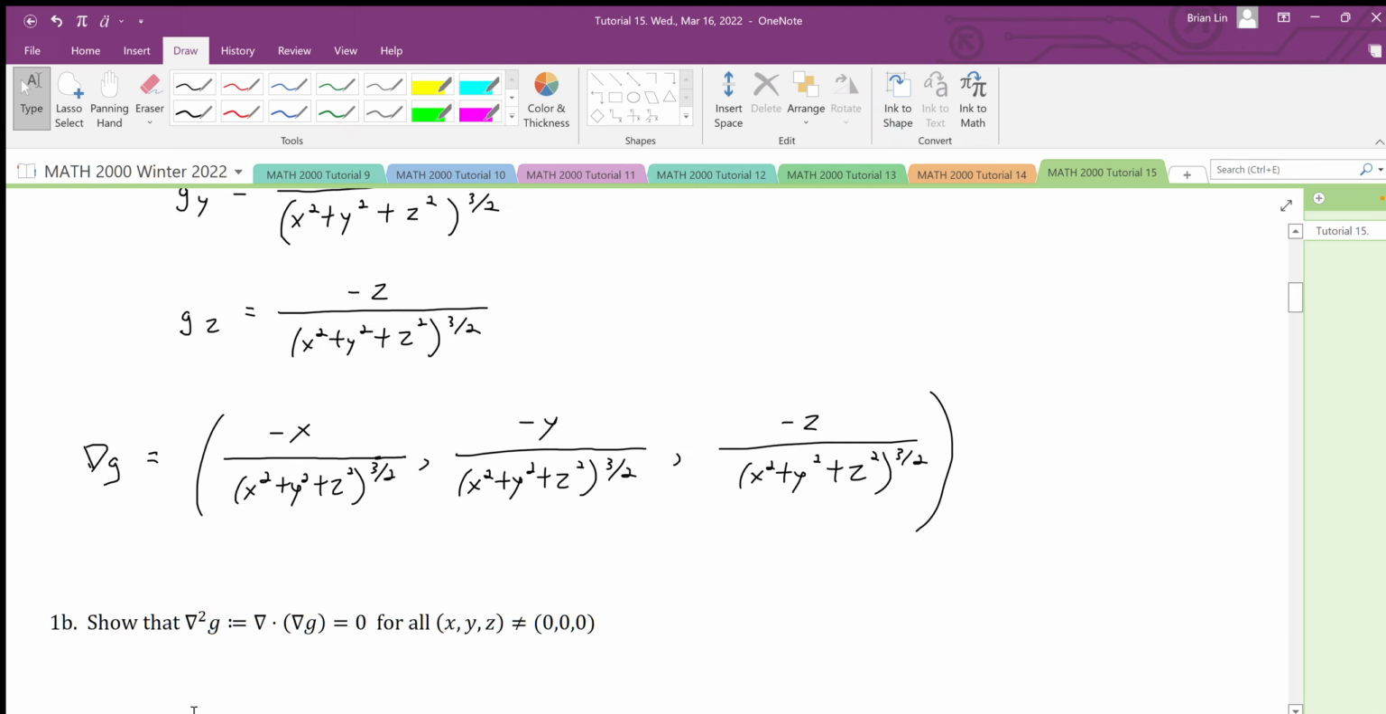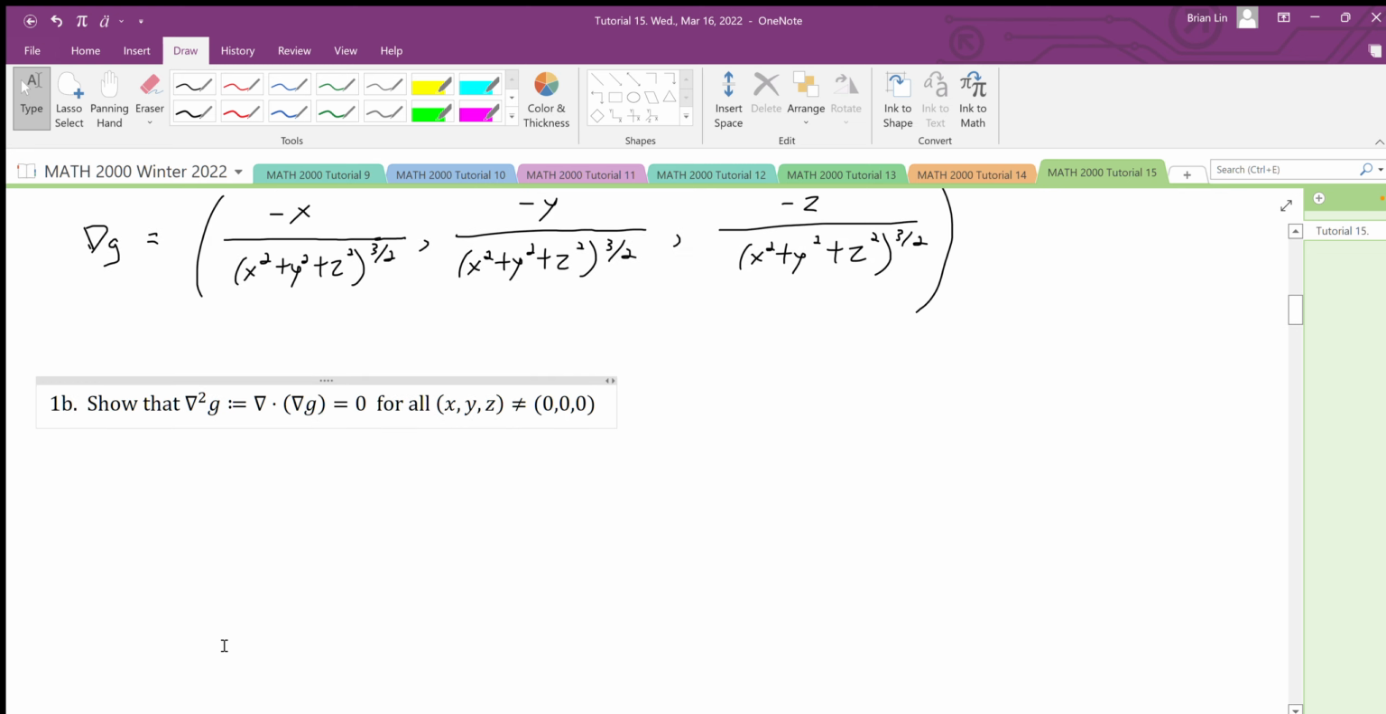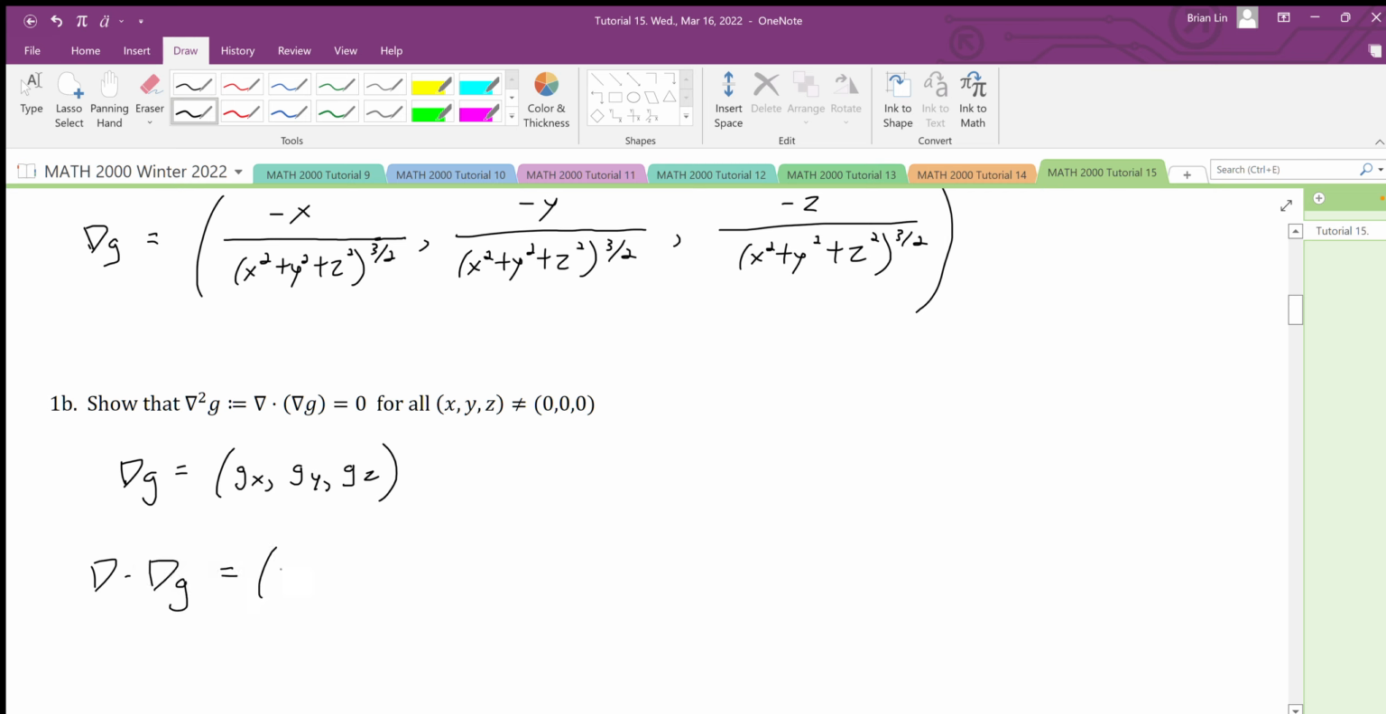So now let's do question 1b. Show that the Laplacian is equal to 0. And by Laplacian, I mean the divergence of the gradient of g. So the gradient we see above is this, and so the divergence of this is just, no bracket needed.